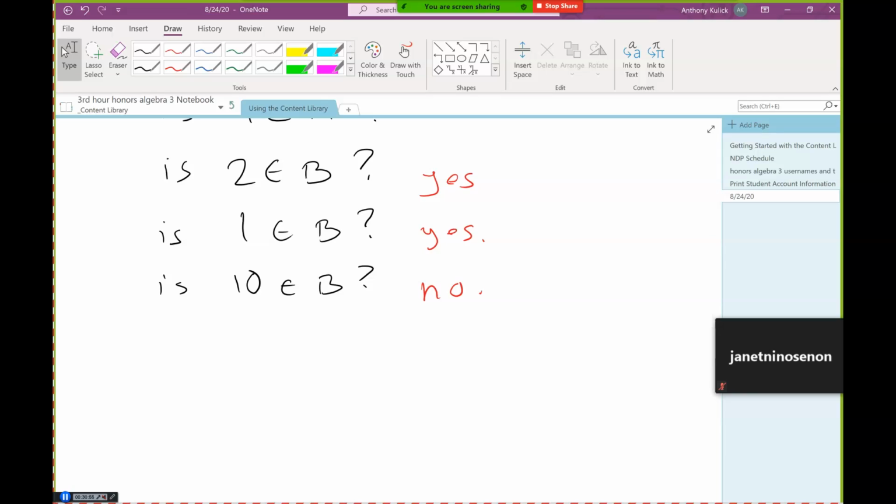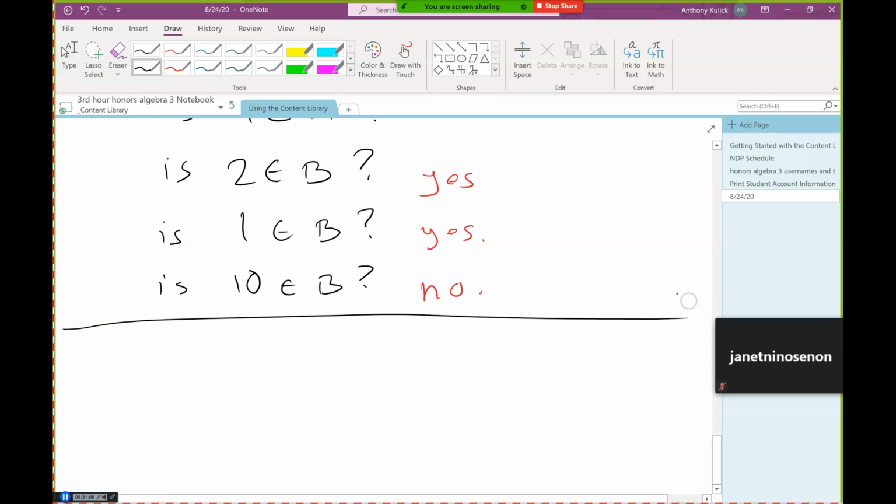Do we feel comfortable at just determining whether something's a member of a set or not? You basically see if it's listed explicitly or if it follows the rule. Okay, good.